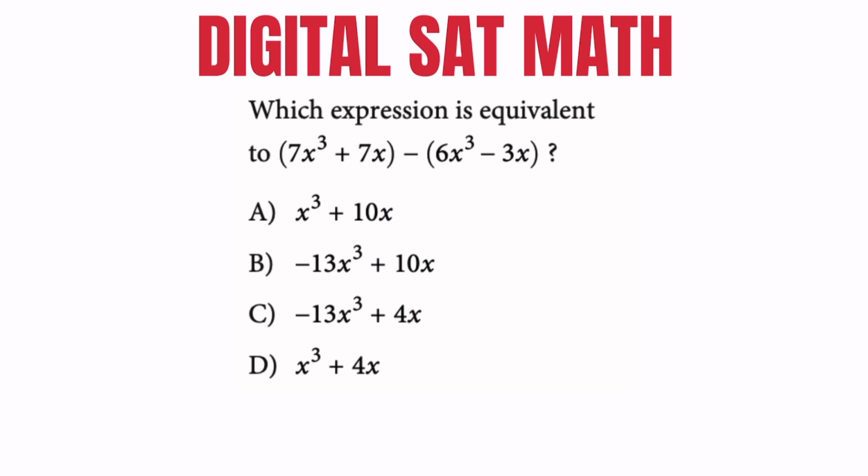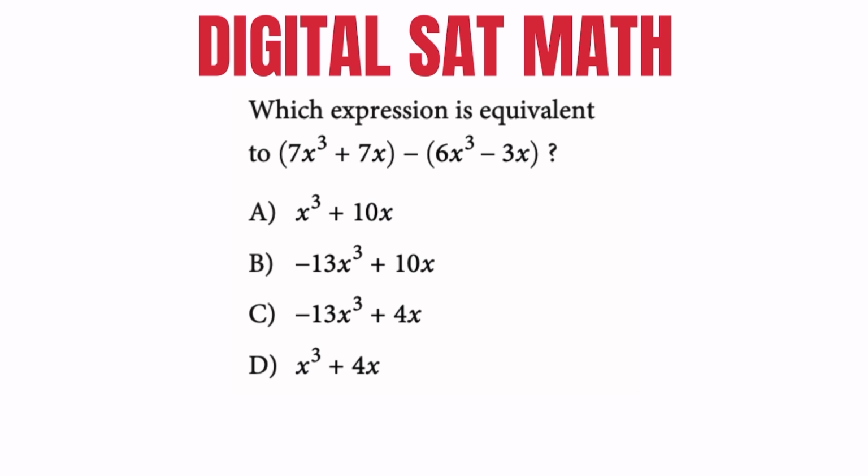We have another digital SAT math question with us. Which expression is equivalent to 7x cubed plus 7x minus (6x cubed minus 3x)? A is x cubed plus 10x. B is negative 13x cubed plus 10x. C is negative 13x cubed plus 4x. D is x cubed plus 4x.